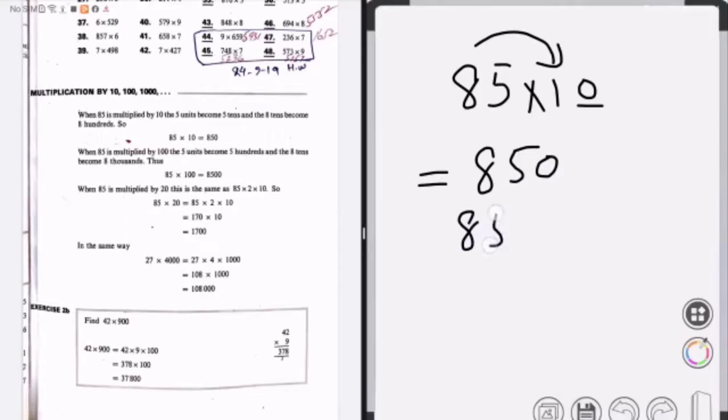If here is 100, so just multiply this 85 by 1, it will be 85. And how many zeros are there? You can write these 0.